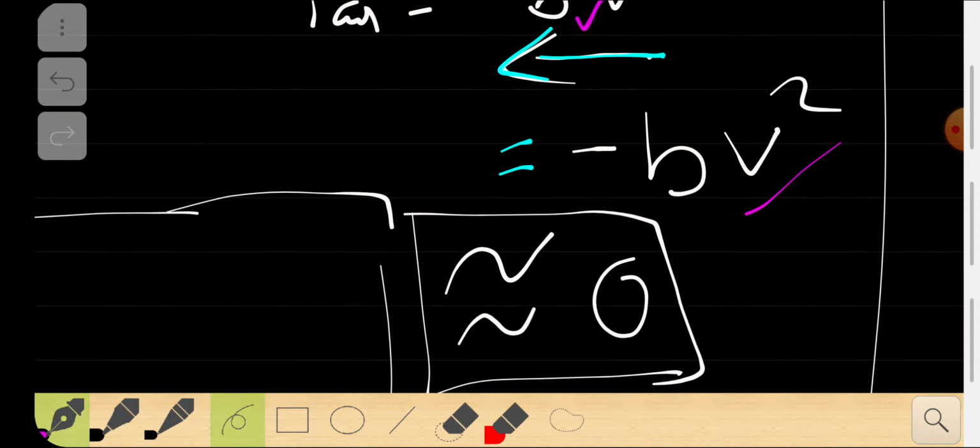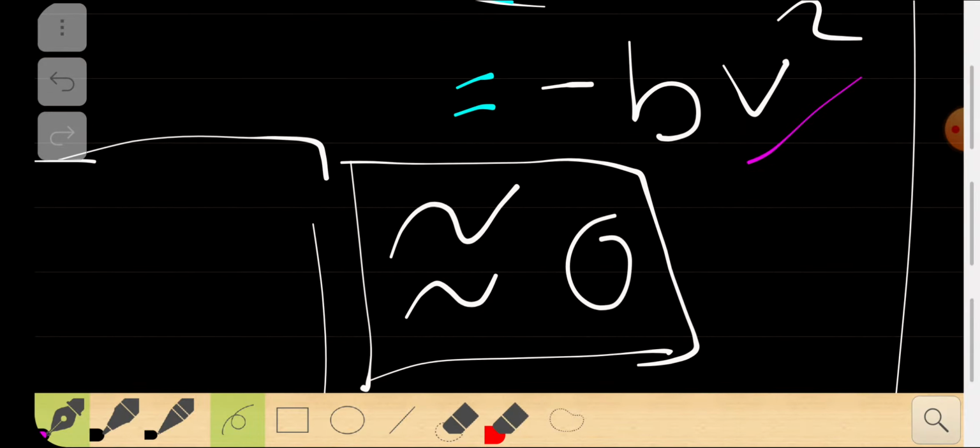Okay, so that's air drag, and in this problem, at this stage of the course, I'm assuming that it is almost negligible and almost zero, right?